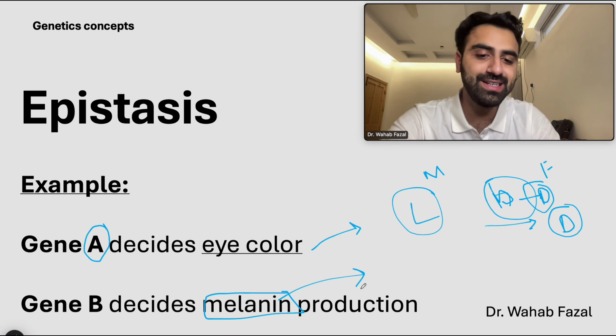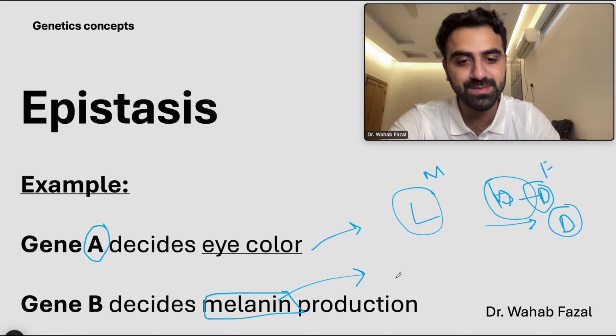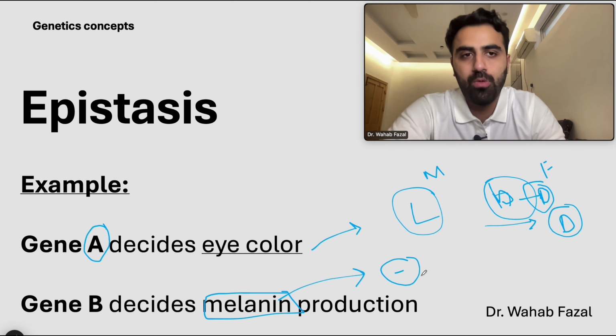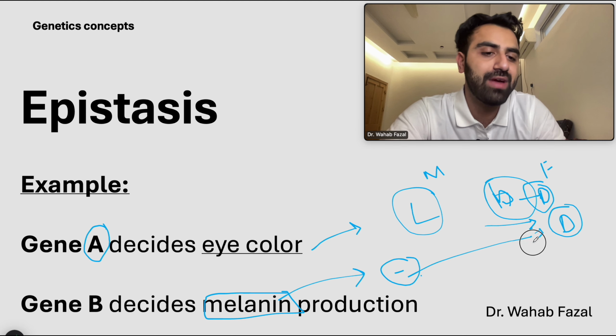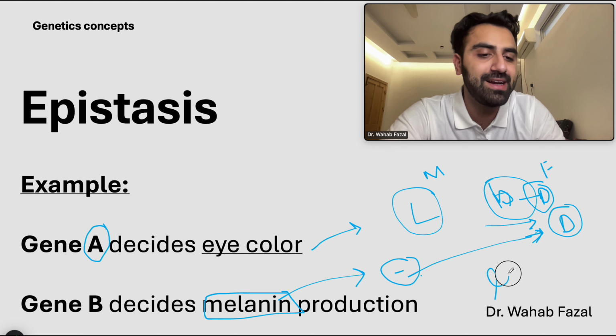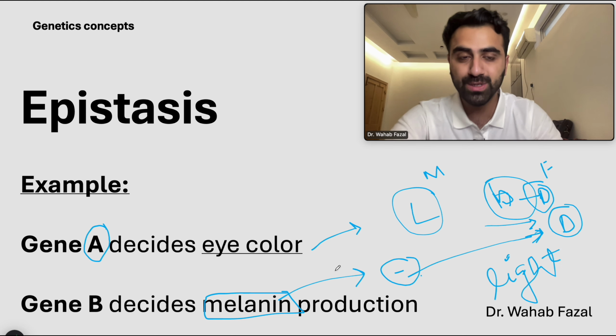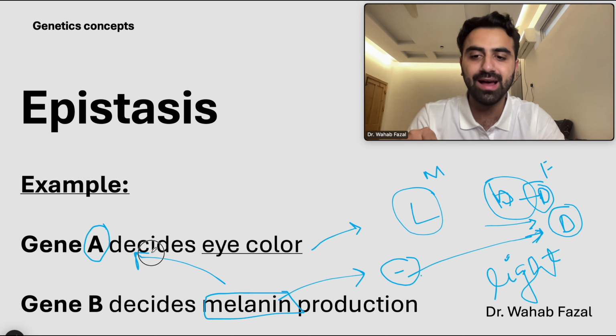But the third gene which is hiding in the background, which decides melanin production, let's say this gene is faulty, or this gene gives no melanin production. So what you will end up having is light eyes, because there is a third gene which is like a switch in the background which is dictating the behavior of the eye color gene.